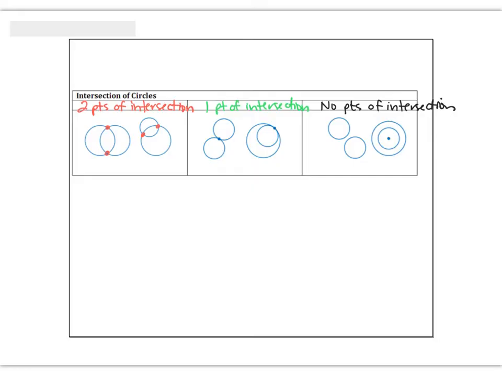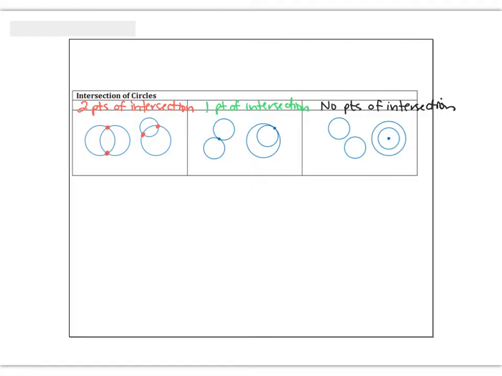Could you draw two circles that have 3 points of intersection? Why don't you go ahead and pause the video and try that. Try to draw two circles that intersect in three spots. If you've been trying, you probably have figured out you can't do it. Try to draw two circles that have 4 points of intersection. I don't think you're going to be able to do it.